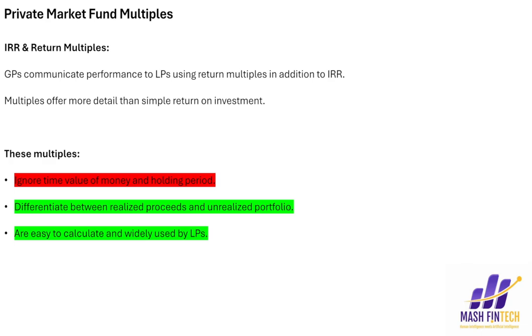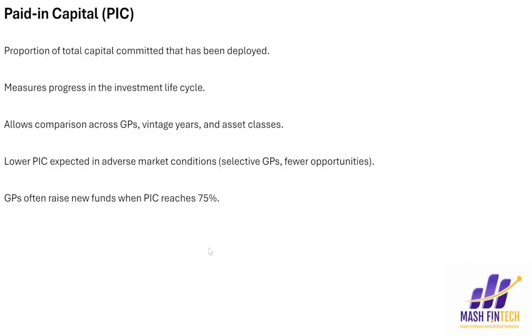Okay, and these offer detailed returns. The major disadvantage of the multiples is that they ignore the value of money in the holding period. However, the advantages of these multiples are that they differentiate between realized return and unrealized return. So there's a distinction between realized and unrealized returns. And they're also easy to calculate, and they are widely used by limited partners, which makes them so useful. So these are the two advantages, and we're going to look at each one of them in turn.